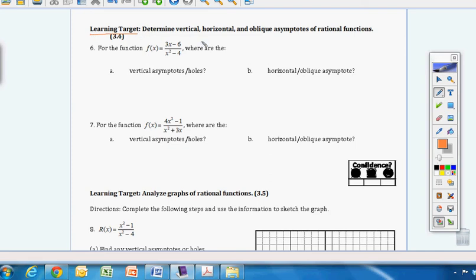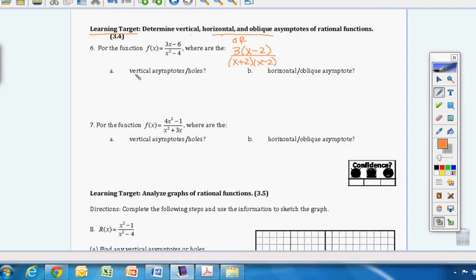Last page. So determine vertical, horizontal, and oblique asymptotes. And again, horizontal and oblique, that's going to be OR. So here's our function, and we want to make sure that we don't have any holes. So we want to first factor our numerator and denominator. So I'm going to pull out a 3, so I'm left with x minus 2 over, this is our difference of squares, so it's going to turn into x plus 2, x minus 2.